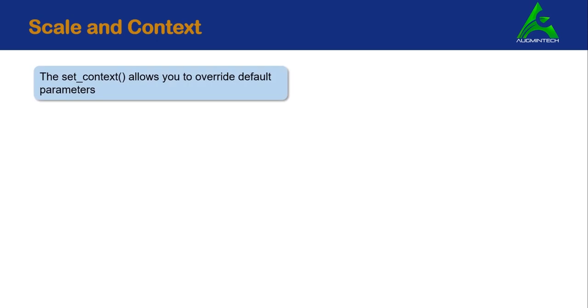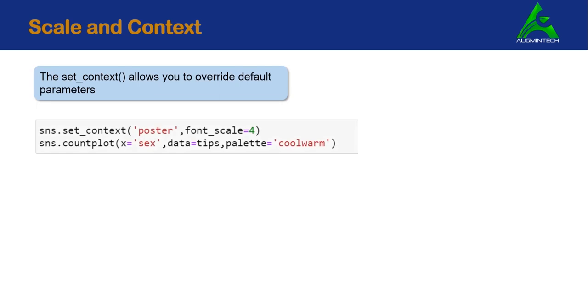Now let's understand what scale and context is. The set_context method allows you to override default parameters. So here we can do sns.set_context and then pass in the font scale, and then plot a countplot by specifying the x variable, dataset, and the color palette.